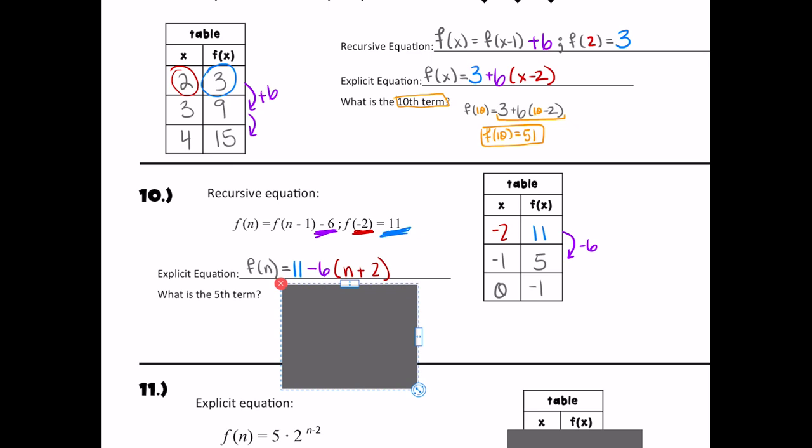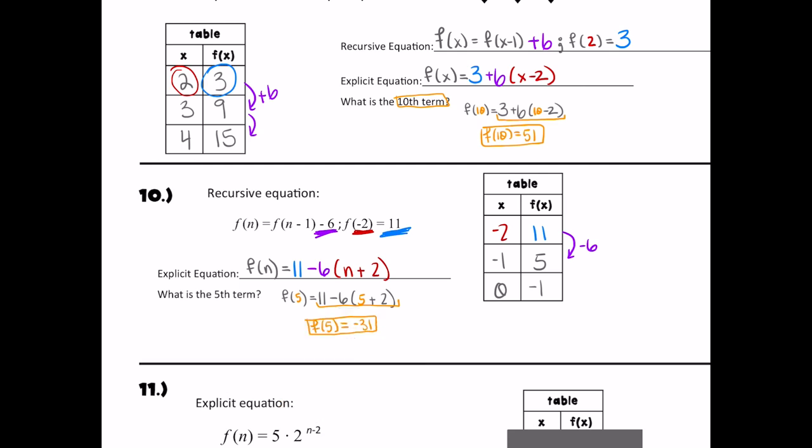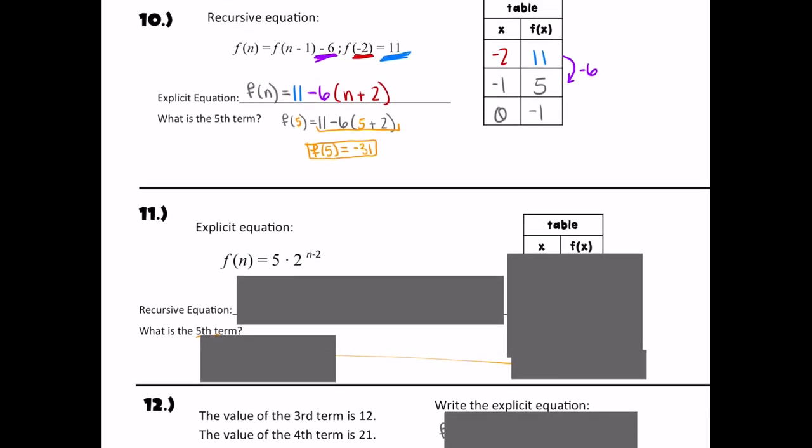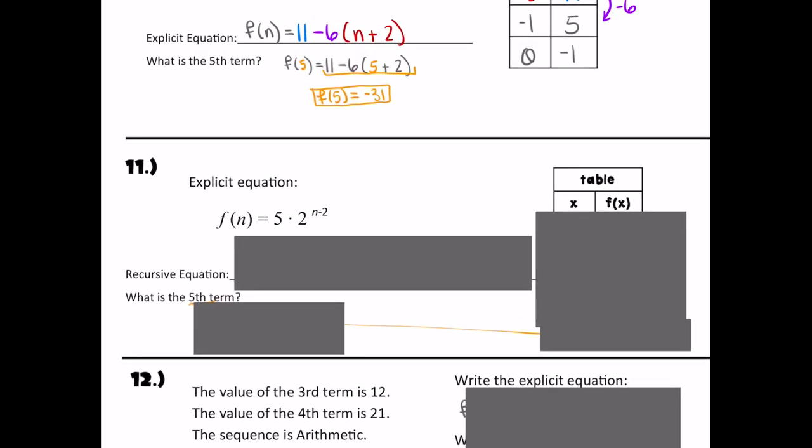So when we find our fifth term, again, we're going to use the explicit equation. We're replacing all of our n's with the number 5. And then I want you to type this in your calculator. Tell me what you get. -31. Okay, this time we are given an explicit equation.